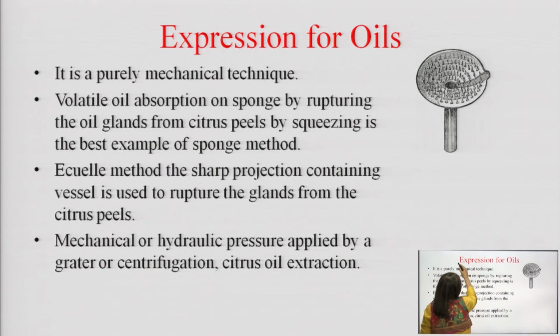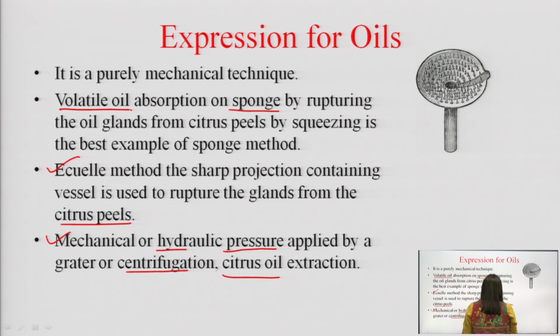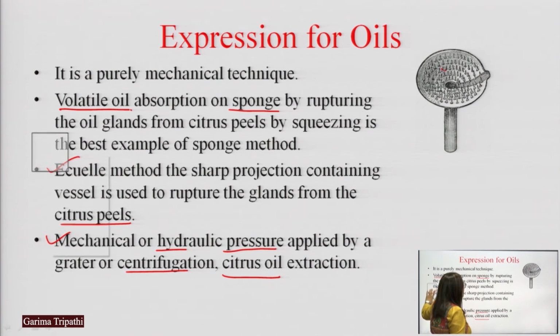separations. Then we have the expression of oil. This is generally a mechanical type, where volatile oil is removed by a sponge method, and then usage of the Soxhlet method for citrus peels, and mechanical or hydraulic pressure or greater centrifugal pressure is applied to get the citrus oil extract. You can see this pin. This pin will puncture the glands of the citrus fruits, and the oil would be released into the solvent, into the collector. So this is termed as the Soxhlet method.